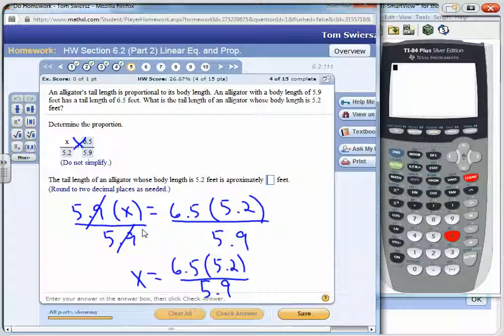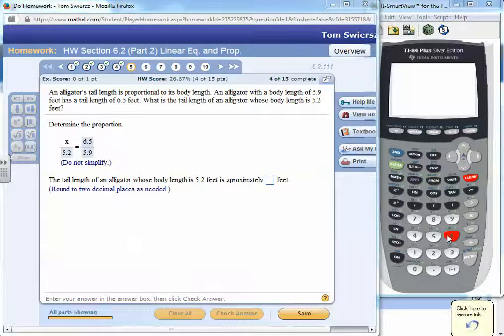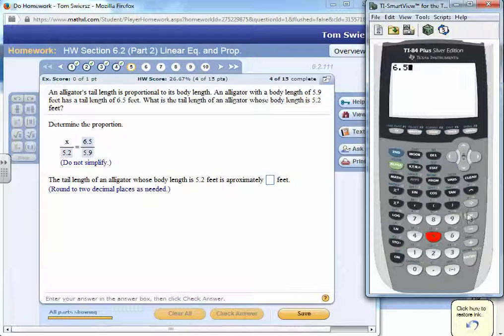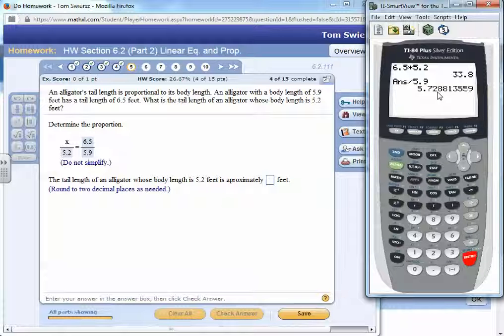And again, we can do that on our calculator. So we've got 6.5 times 5.2, and that answer is divided by 5.9. And we get 5.728. To two decimal places, the 8 follows the 2 in the second decimal, so we would round it up to 5.73.